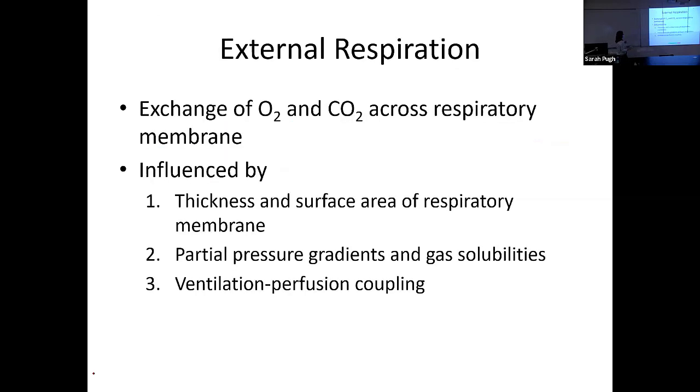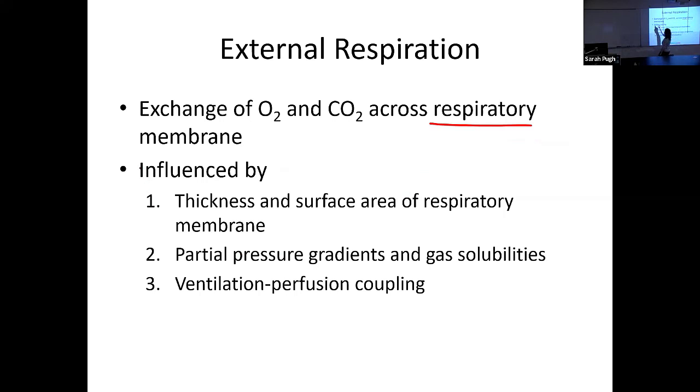We'll start with external respiration. So this is the exchange of oxygen and CO2 across the respiratory membrane. Now, we spent in the first lecture quite a bit of time talking about the respiratory membrane. That's the wall of the alveoli, the basement membrane, and then the wall of the capillary, because that is what the gases have to diffuse across. Okay, so that respiratory membrane.